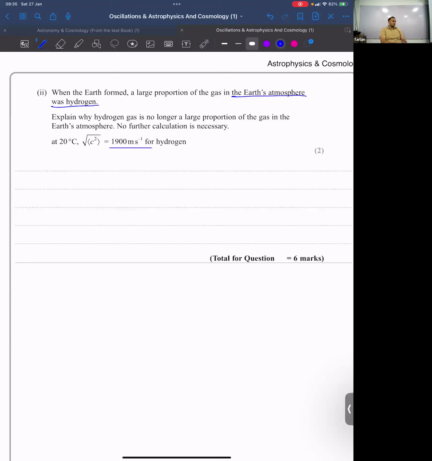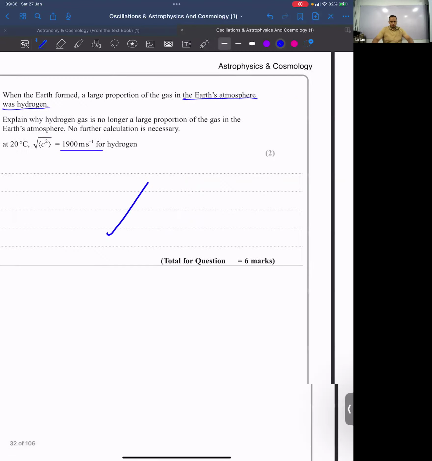Initially, when the Earth was formed, its mass was lesser, and escape velocity would have been less than 1,900 meters per second. Okay, that's enough for a 2 mark.